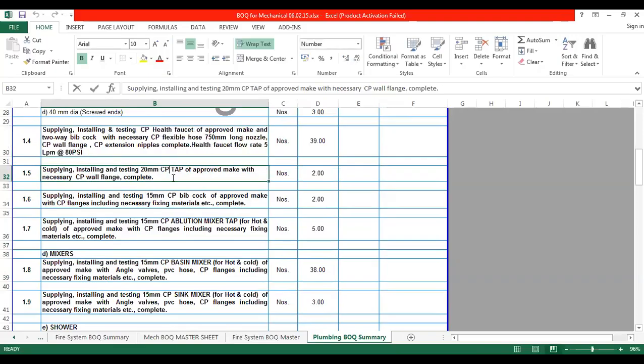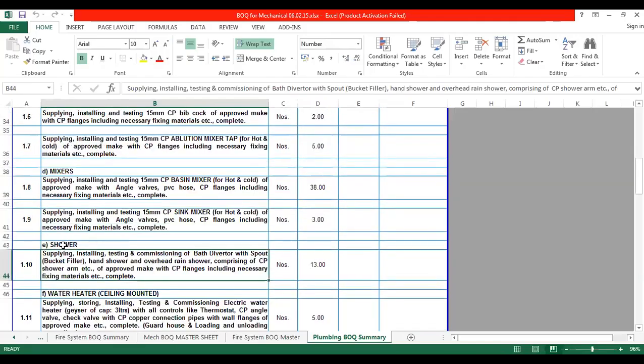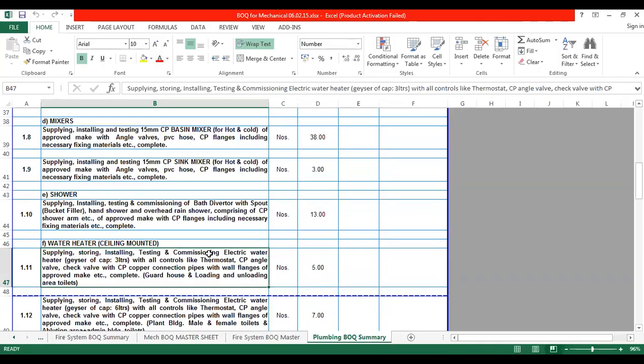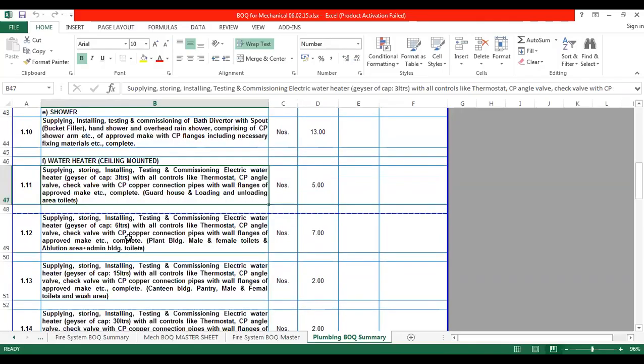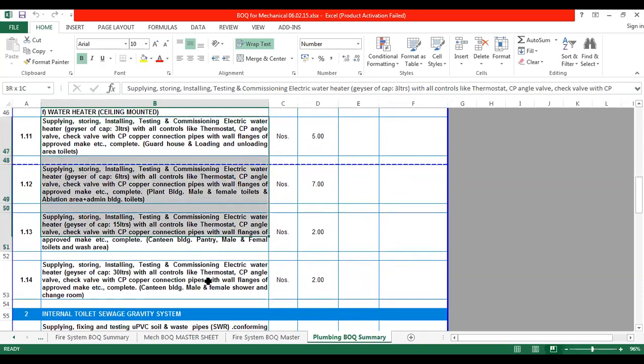Tap, CP chrome plated tap, bibcock, operation mixer tap, 50 ml CP basin mixer tap, sink mixer, bath diverter, shower fixing, everything, water heater, ceiling mounted electric water heater. The electric water heater size is variable: 30 liter, 15 liter, 6 liter, and 3 liter. So 3 to 30 liter we are using.